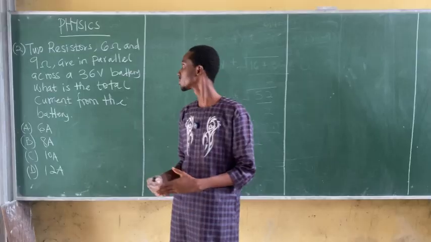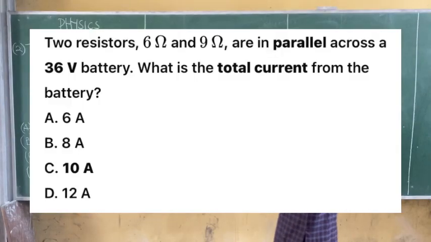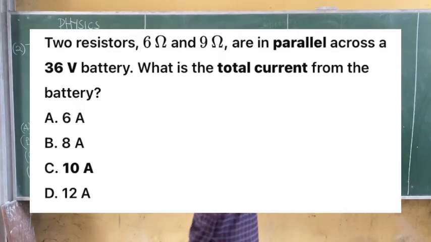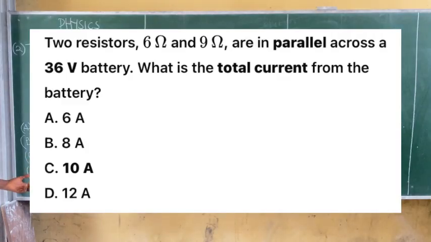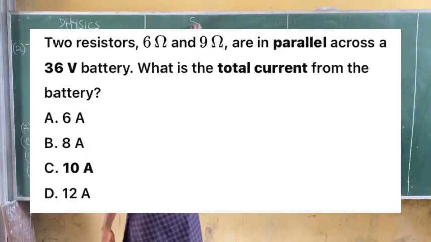Question 2 says, two resistors, 6 ohms and 9 ohms, are in parallel across a 36 volt battery. What is the total current from the battery? Option A, we have 6 amps. Option B, we have 8 amps. C, we have 10 amps. And D, we have 12 amps. So let's solve this question together. Solution.